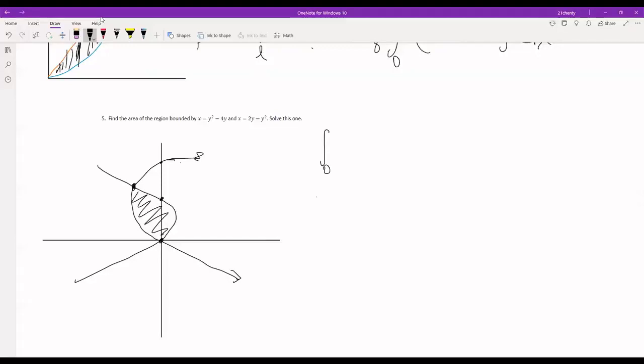Let's see. Set them equal to each other. And now just simplify. 2y squared minus 6y equals 0. So y equals 0 or 3. And since we know this one's 0, we have that one. This is 3.